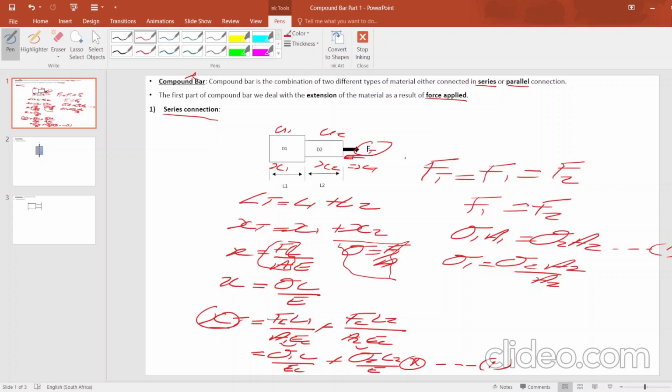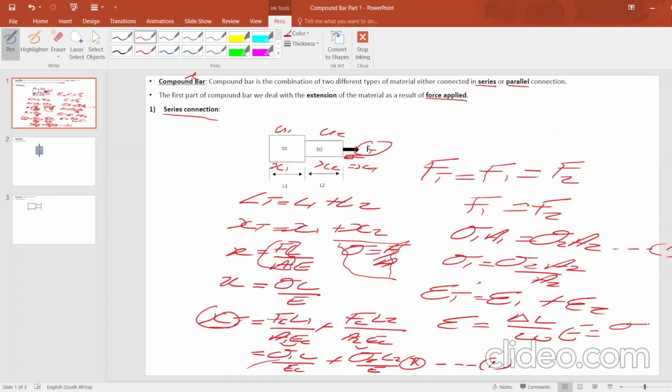And another thing, under your series connection, you have strain total equals strain 1 plus strain 2. How do we calculate the strain? Strain is the change in length over L0. Or the strain as well can come from Young modulus equals stress over strain, whereby you make strain the subject of the formula. It is stress over Young modulus.